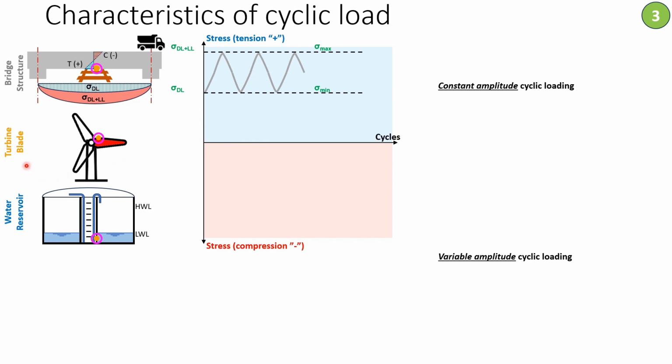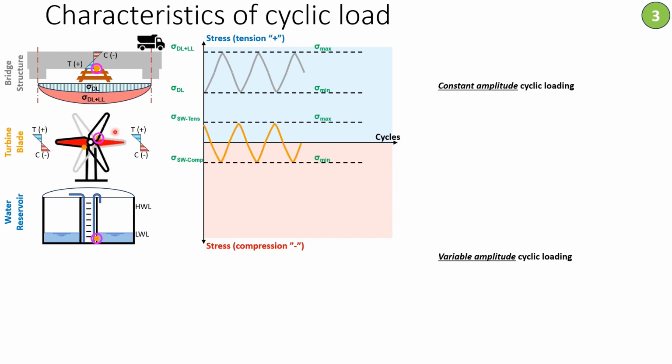Then we're going to talk about the turbine blade. In this particular position, the orange dot is under tension due to the self-weight of the blade. Once the blade starts to spin, the orange dot becomes in compression. So we can see that the variation of stresses is fluctuating between tension and compression.